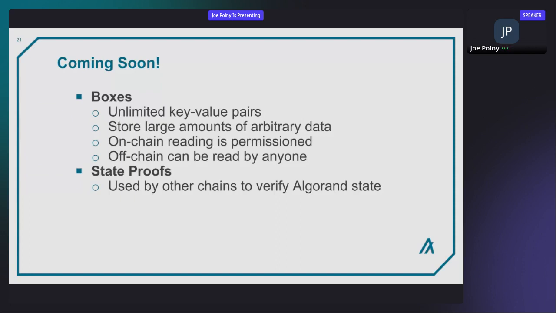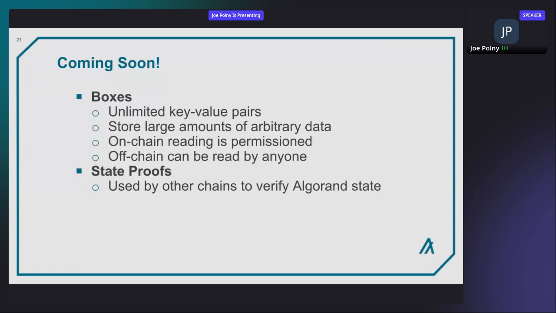And then also coming soon is state proofs. And these are basically proofs of the state of the Algorand network as a whole. And what this essentially allows is for other chains to verify the state of the Algorand network. And this is really useful in instances like bridges, for example. If you wanted to have a bridge where you take an Ethereum NFT, send it to an Ethereum smart contract, and then bring in an algo NFT, or vice versa, bring an algo NFT onto Ethereum.